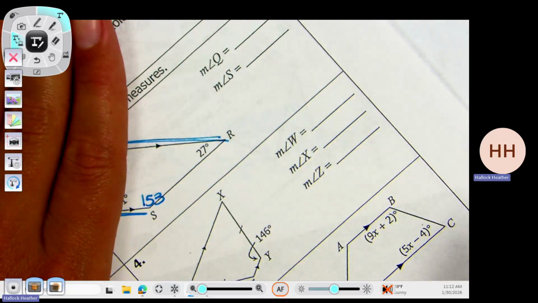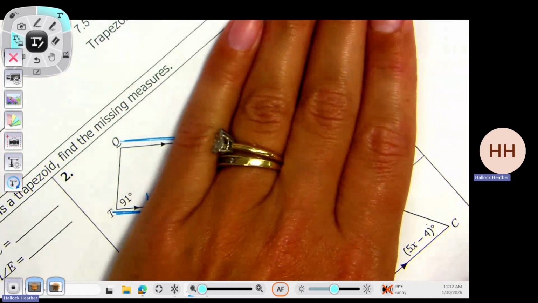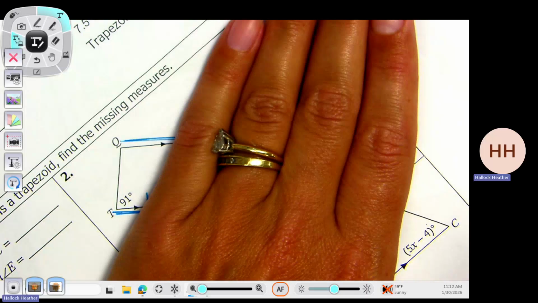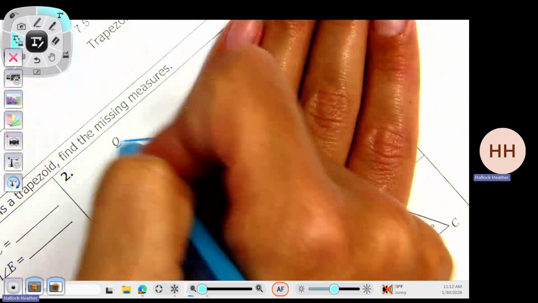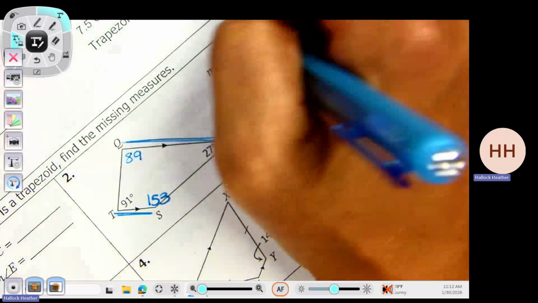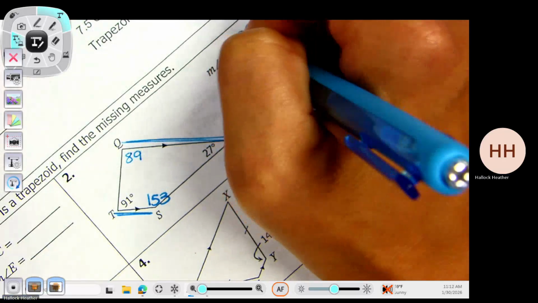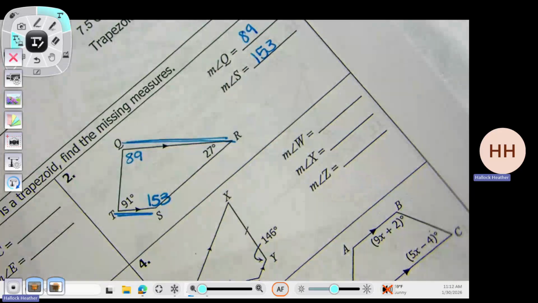The other side, so you can either think the whole shape makes 360, or you can cover up the other side. The other side has to be how much to make 180? 89. Yeah, I thought that one was an easy one. So Q's 89. For sure. 153.